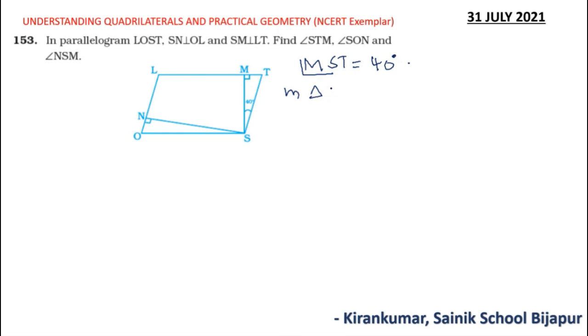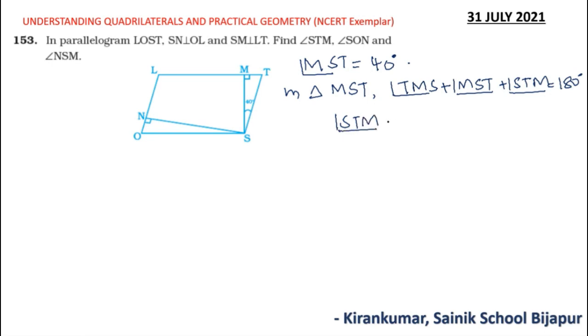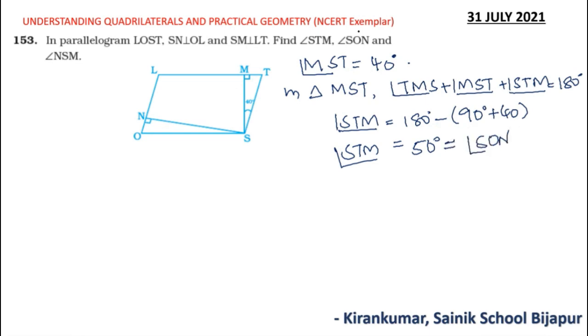Observe the triangle MST. In this triangle, we have the sum of angle TSM plus angle MST plus angle STM equal to 180 degrees, angle sum property. So from this we can find angle STM, which is 180 degree minus the sum of 90 plus 40 degree, because SN is given perpendicular to LT. So the angle STM will be equal to 50 degrees. Since the opposite angles are equal, I can say that this will be same as angle SON. So angle SON is found.